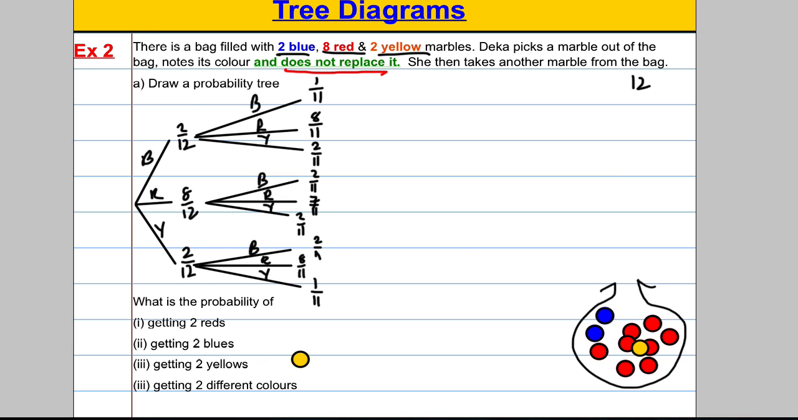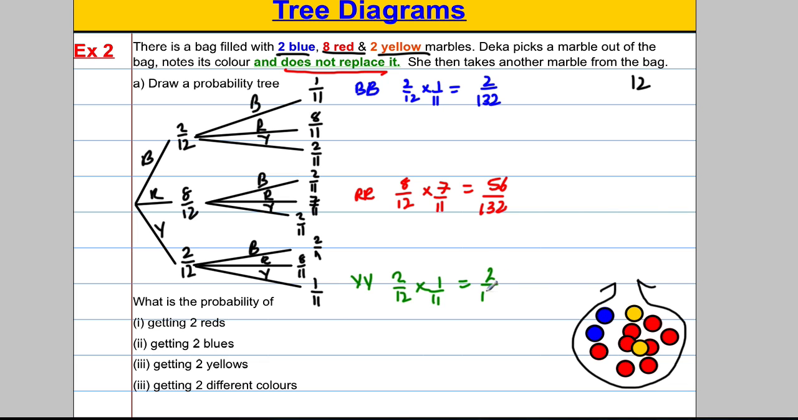Okay, all I'm going to do is, like before, work out the probability of a blue, of a red, and of a yellow, because I can get everything else from that. So a blue is 2/12 multiplied by 1/11, which is 2 out of 132. The probability of red, well, it's 8 out of 12 multiplied by 7 out of 11, which is 56 out of 132. And the probability of yellow, well, it's 2/12 multiplied by 1/11, it's 2 out of 132. So we can fill in these. The probability of 2 reds, 56 out of 132. 2 blues, 2 out of 132. 2 yellows, again, 2 out of 132.